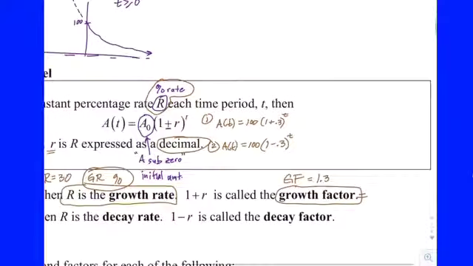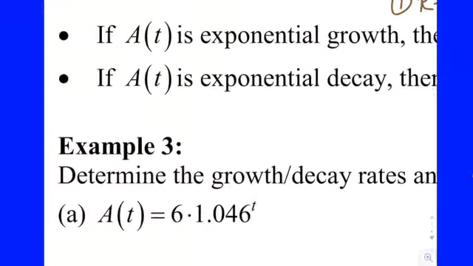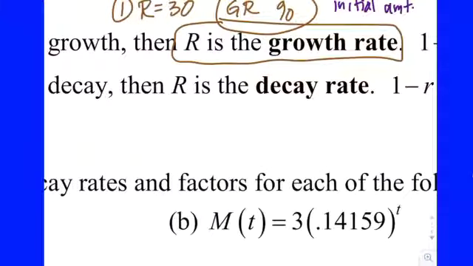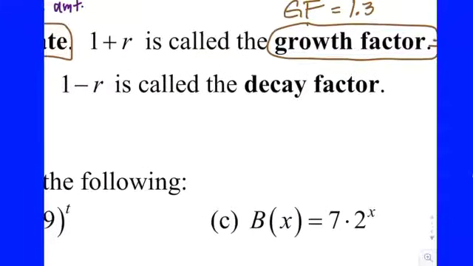Maybe you were reluctant to answer. The growth factor is always the base of the model. It's always the base because that is the thing that has the exponent on it. And for integer values of t, you're getting another one of those factors. Okay? Similarly, if something is getting smaller, then r is still the decay rate, and now 1 minus r is called the decay factor.